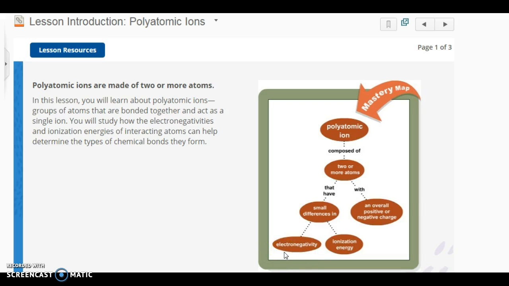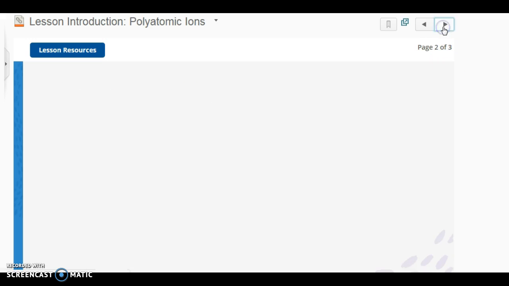You remember what that means? That means that they both really want to gain electrons. And they both don't want to lose the electrons. So if they both want to gain electrons, what are we going to do? Well, they're going to end up sharing.